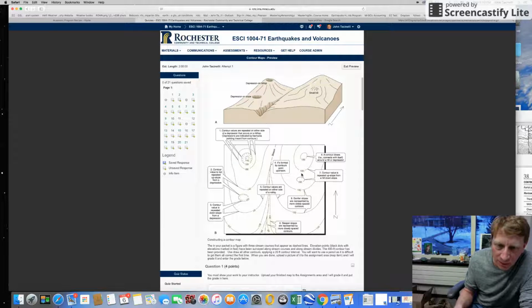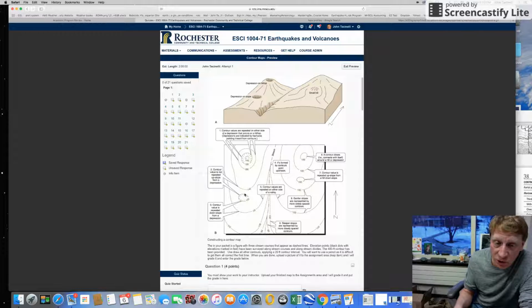Then you bottom out and start going up again. So you again change direction. You're going to hit 160 again on the way up, and then up to 180. Go over the top, you hit 180 on the way down the other side. So contour values are repeated upslope from a hill downslope.